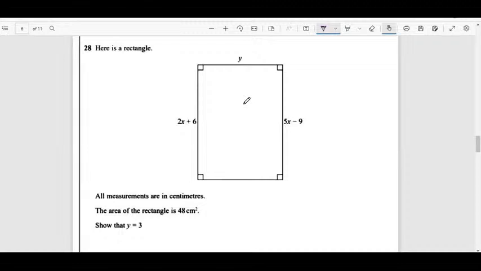Okay, so 2x plus 6 equals 5x minus 9. Excellent. Once we get that, we can do the x times y equals 48, and then we substitute it and get y. Yes, very good. Perfect. Excellent.